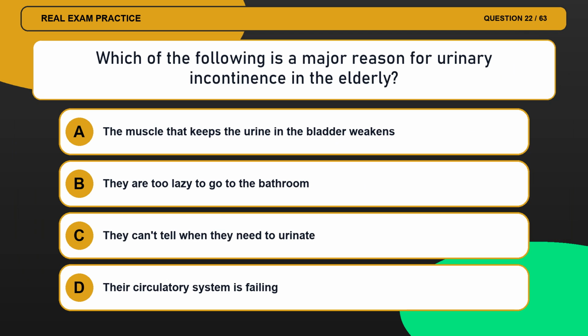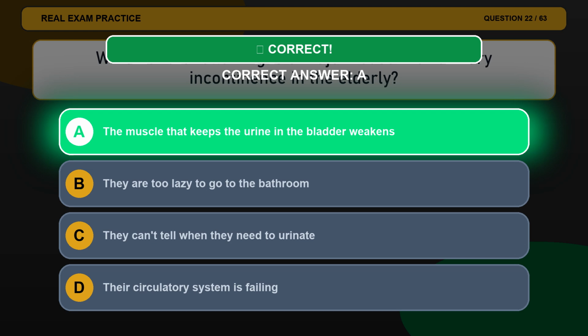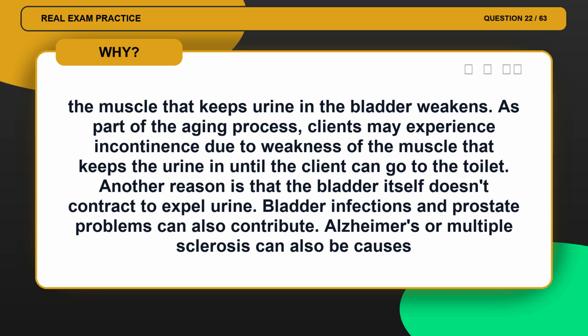Question 22. Which of the following is a major reason for urinary incontinence in the elderly? Option A. The muscle that keeps the urine in the bladder weakens. Option B. They are too lazy to go to the bathroom. Option C. They can't tell when they need to urinate. Option D. Their circulatory system is failing. The correct answer is option A. The muscle that keeps urine in the bladder weakens.